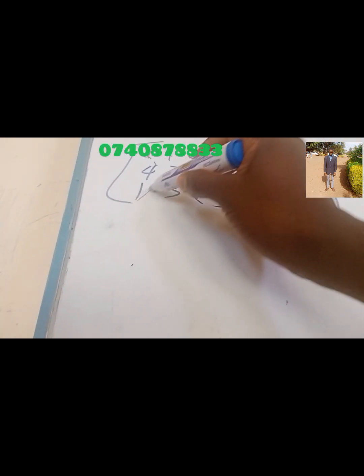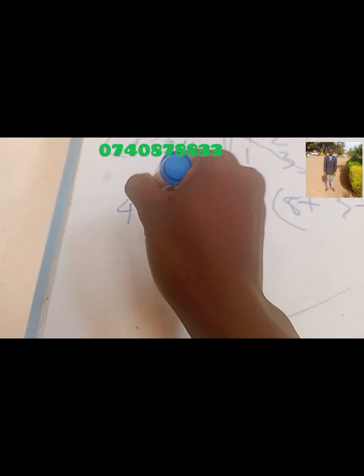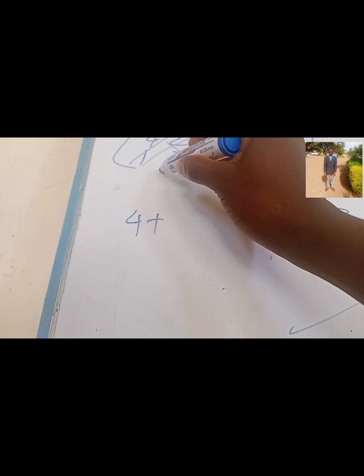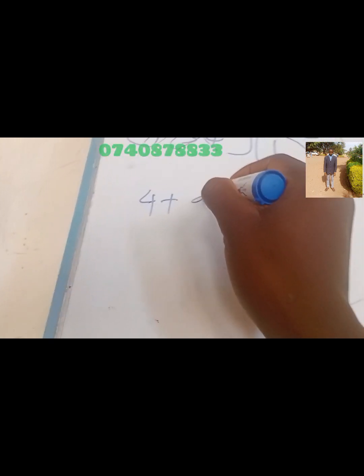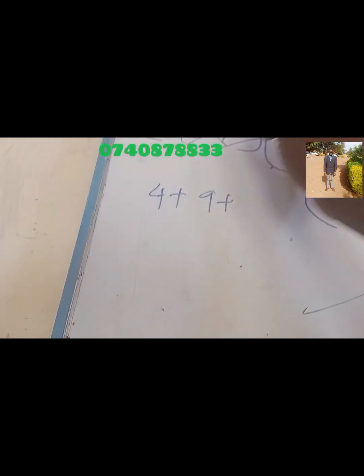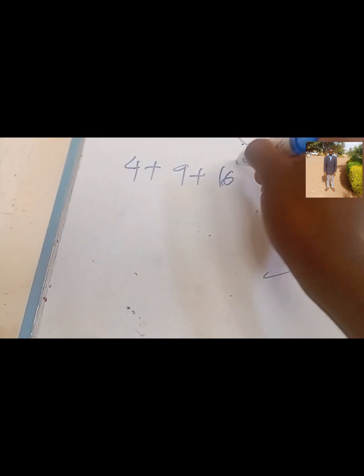Then we have the secondary diagonal. We have 1 times 2 times 2, which is just 4, plus we have 3 times 3 times 1, which is just 9, plus we have 4 times 4 times 1, which is 16.